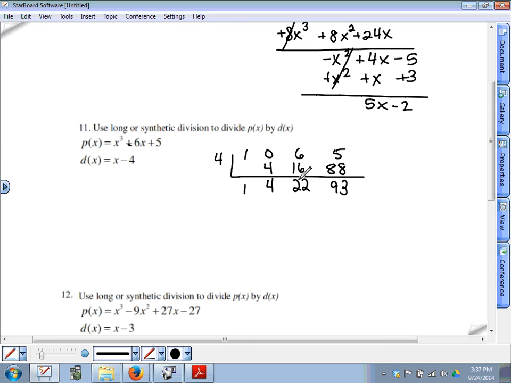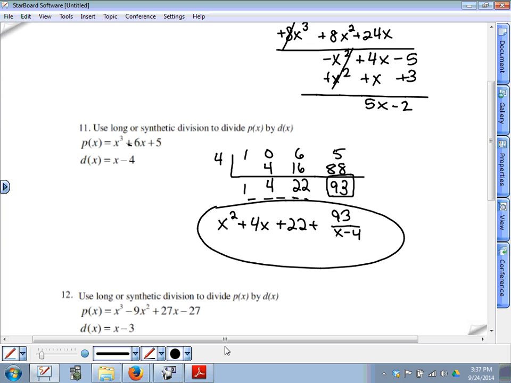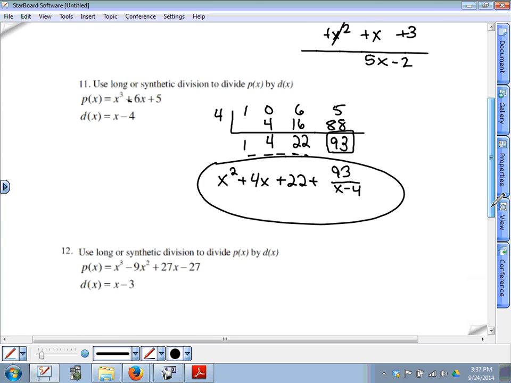Okay? This is just a representation of the answer. We need to actually state the answer. This is the remainder. These are the coefficients. This is an x squared term. This is an x term. This is a constant. So it's 1x squared plus 4x plus 22 with the remainder of 93 over x minus 4.